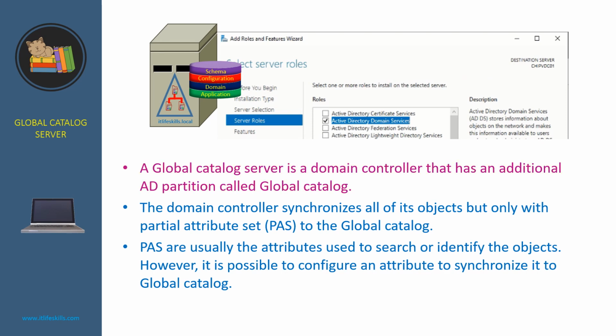A global catalog server is a domain controller that has an additional AD partition called global catalog. The domain controller synchronizes all of its objects, but only with partial attribute set or PAS, to the global catalog. PAS are usually the attributes used to search or identify the objects. However, it is possible to configure an attribute to synchronize it to global catalog.